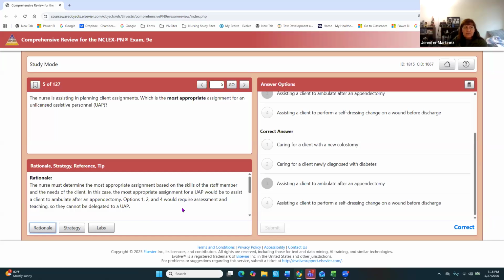Okay, 1, 2, and 4 would require assessment and teaching, so they can't be delegated, right? So caring for a client with a new colostomy, we need to assess the colostomy, or the ostomy site. We may need to do patient teaching, same thing with our diabetics. And assisting a client to perform a self-dressing change on a wound before discharge, the nurse needs to go in there and watch that to make sure he is doing it appropriately, so when he gets discharged, he knows how to care for that wound at home.